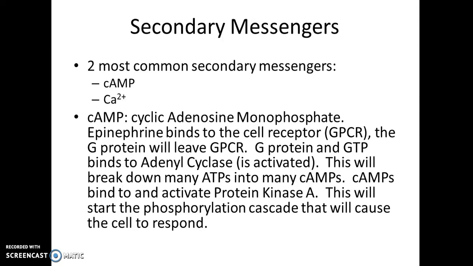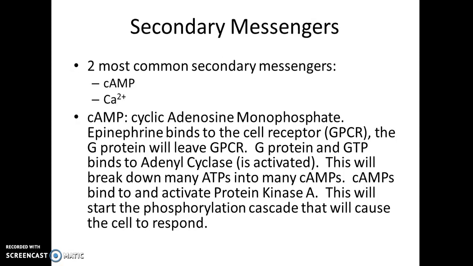Secondary messengers, there are two types of secondary messengers. We have cAMP, which stands for cyclic adenosine monophosphate, not triphosphate that we're used to, but monophosphate, and calcium. Calcium is one of those miracle minerals that is used by almost every system in the body. So cAMP, cyclic adenosine monophosphate, this is an example of cAMP as a secondary messenger.